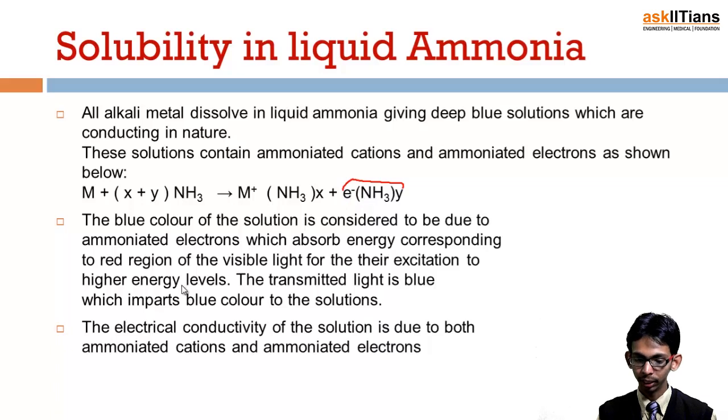While the electrical conductivity is due to both electrons as well as ions. So there are two main properties. The first is that the solution is of blue color. It is blue in color because of ammoniated electrons. Secondly, it conducts electricity. This conductivity is due to both ammoniated electrons and ammoniated cations. They both participate in conductivity.